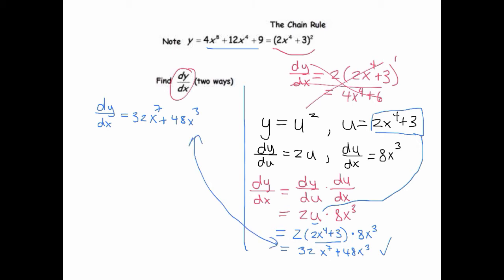All right, so there's an example of the chain rule. And again, you'll see that this is very useful if this problem was 2x to the 4th plus 3 raised to the 200th power. The chain rule is going to let us take that derivative really quickly rather than having to expand that all out.